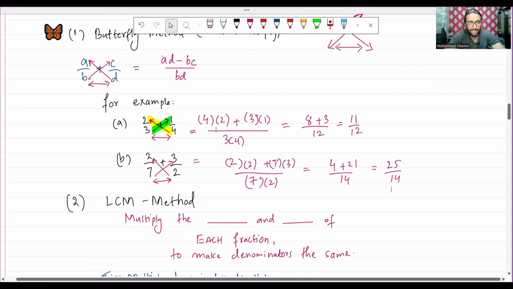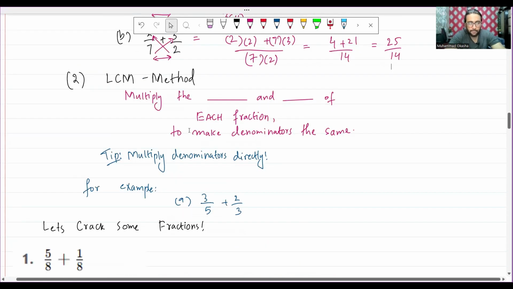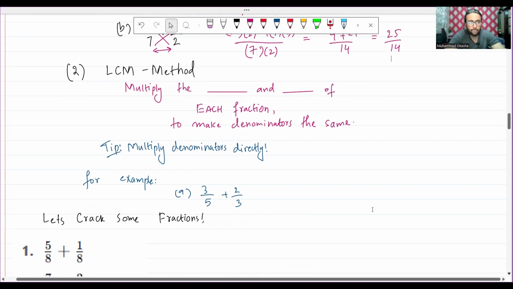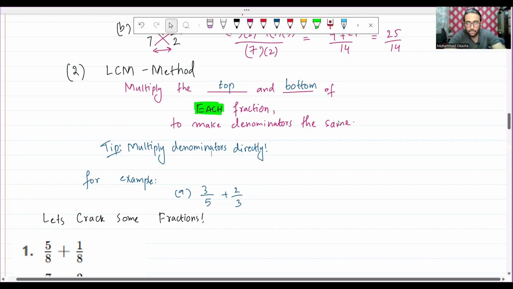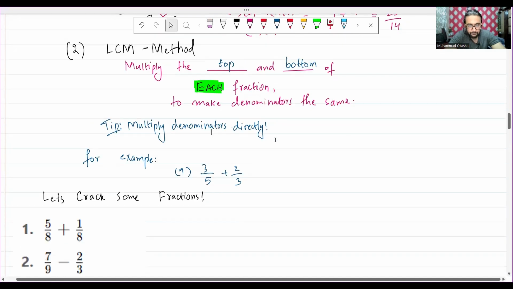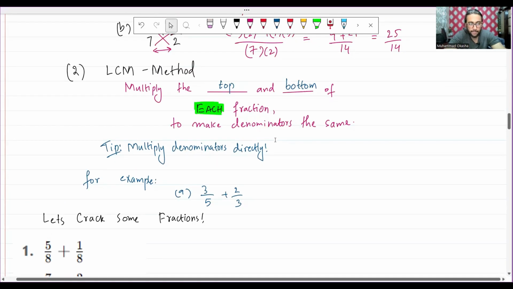Okay, next is called the LCM method. LCM method means that you multiply the numerator and the denominator. Multiply the numerator and, actually, write top and bottom. It's top and bottom of each fraction. This is important. We do it for each fraction. So you multiply the top and bottom of each fraction to make denominators the same. What do we even mean by that?